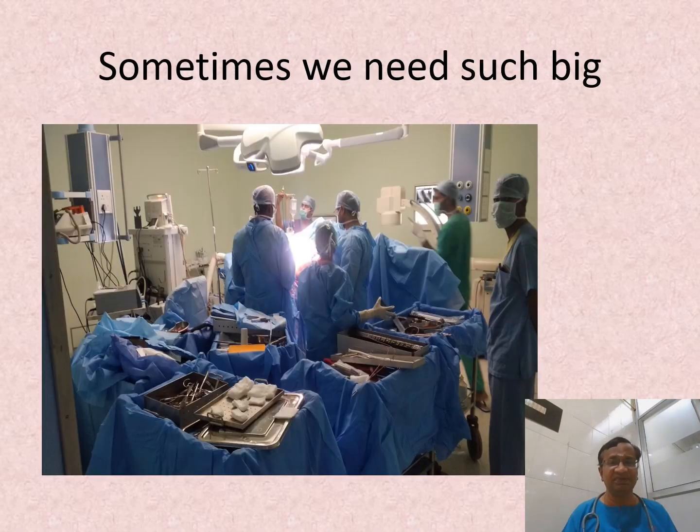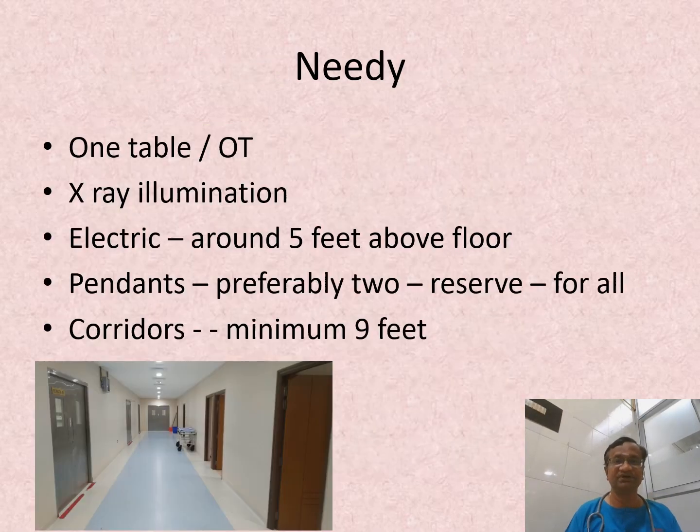Sometimes we need so much space. Here you can see 1, 2, 3, 4, 5, 6 tables are there for this operation. They are doing something in the leg and something in the hand. So we may need to have so much, 21 by 21 by 10 feet. One OT, one table. That is a must. So we should not have one OT and put tables here and there for surgeries.